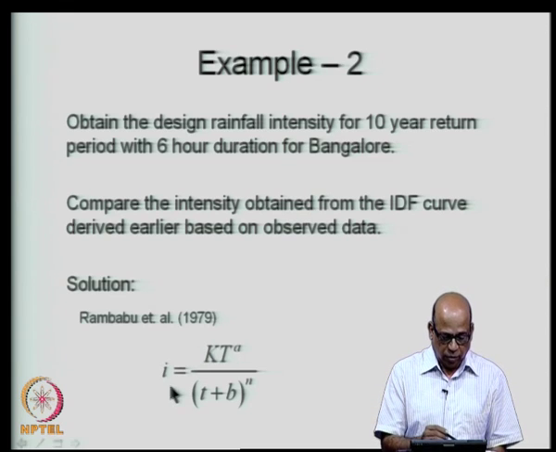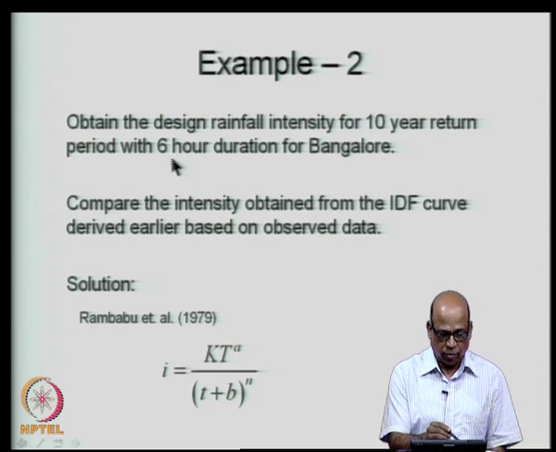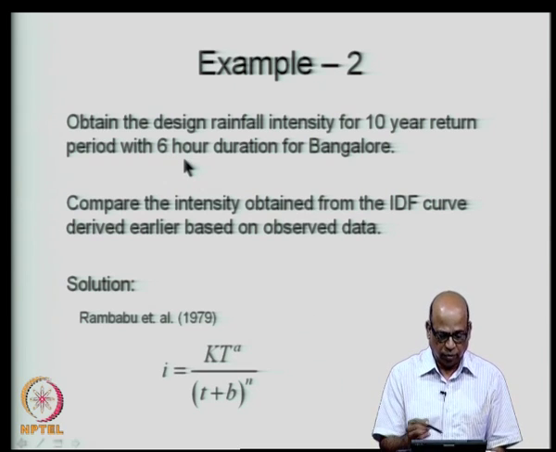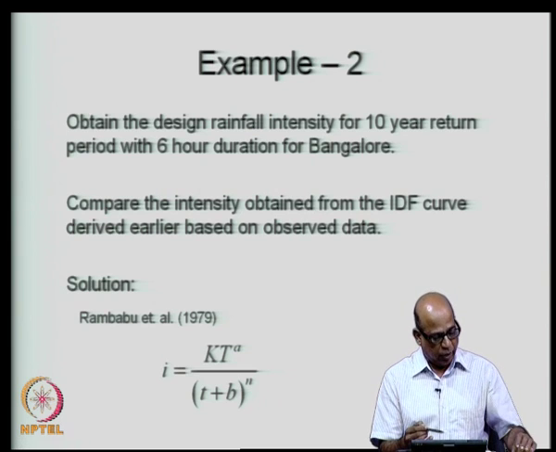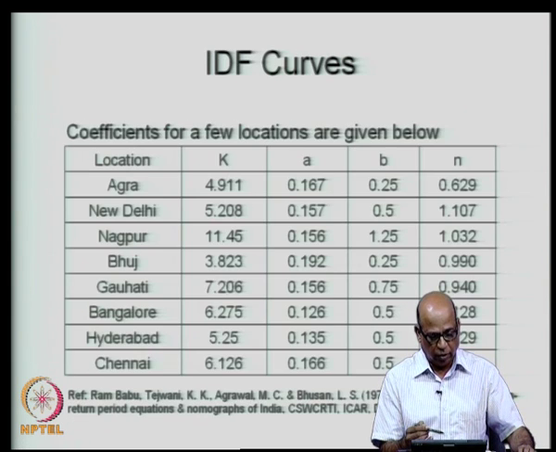So, in the Rambabu et al. relationship, we have I is equal to k T to the power a, divided by (t plus b) to the power n. T is the return period, we are talking about a 10-year return period. Small t is the duration, we are talking about a 6 hour duration. I needs to be obtained, and k, a, b and n are constants which are available for different cities. So, we will pick up what it gives for Bangalore city.